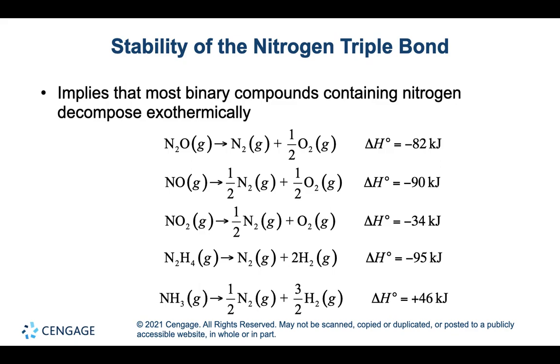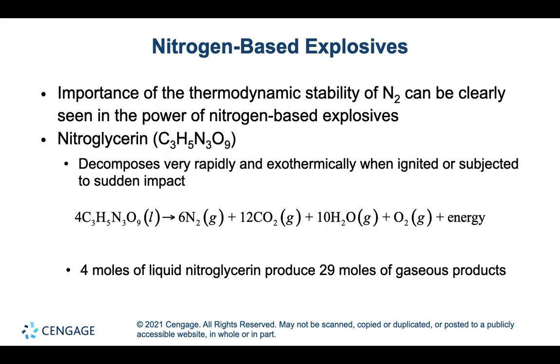These compounds tend to then want to go back to the nitrogen form, which means these compounds react thermodynamically in an exothermic way with a negative delta H. And so typically most of your explosives, most of your exothermic reactions in the explosive form, are going to be nitrogen-based compounds. So nitroglycerin, C3H5N3O9, if you look at its liquid form, it decomposes into all these gases plus heat. So you can imagine just how explosive nitroglycerin is.